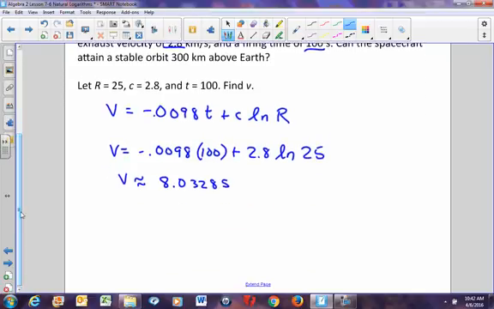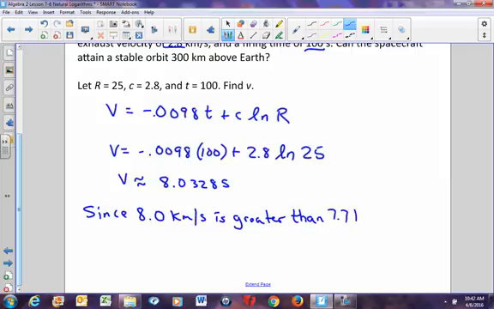So since 8.0 kilometers per second is greater than 7.7 kilometers per second, the spacecraft can attain a stable orbit.